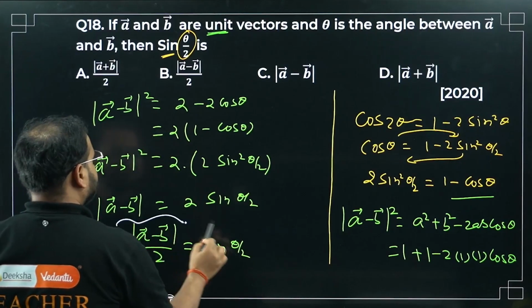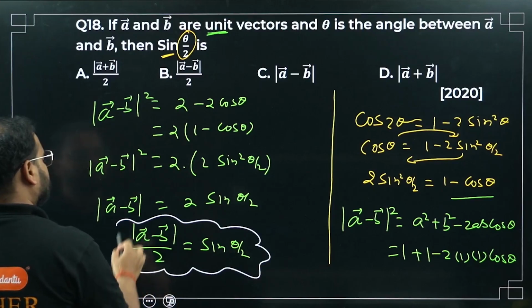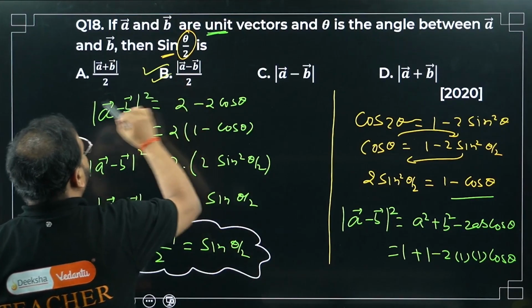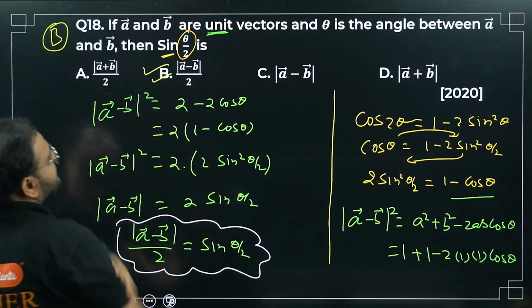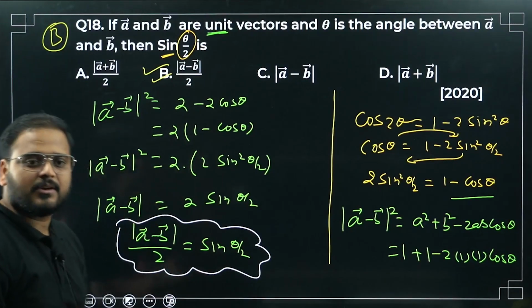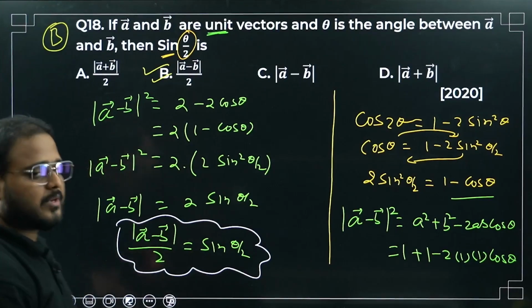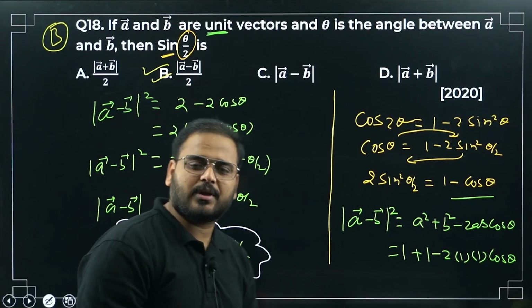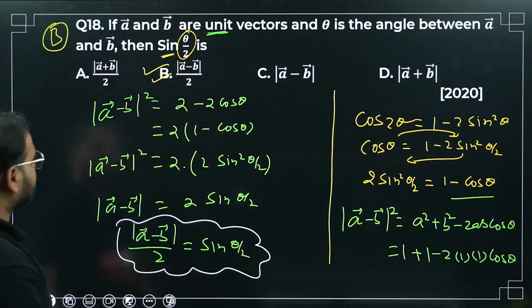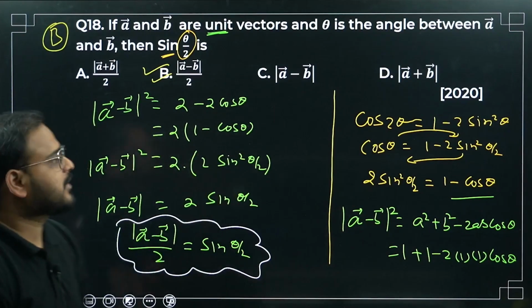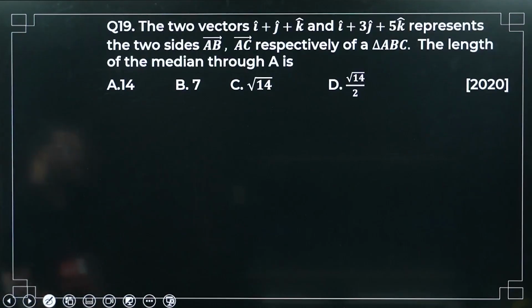Check here carefully. That's what they were asking, no? Option number B. Right? Option B is correct. Please check. Option B is the correct option. Have a look. It's a good question. I think I've done this question in the class also, but it was there from PYQ also. So we just solved it. Simple. Chaliye, aage badhe. Question number 19.